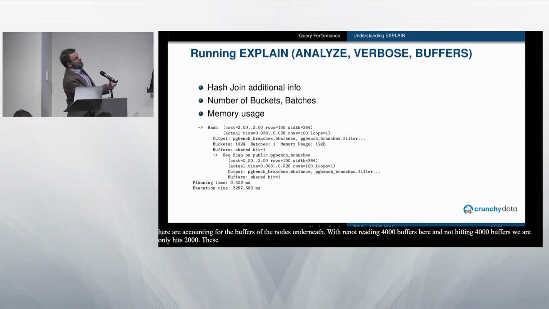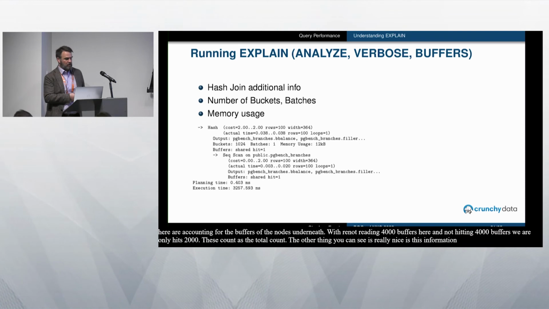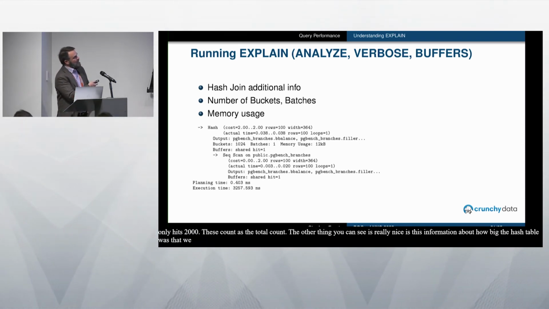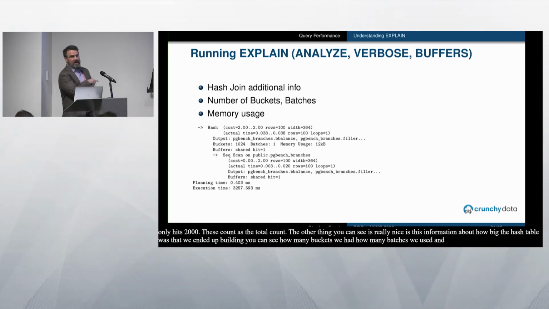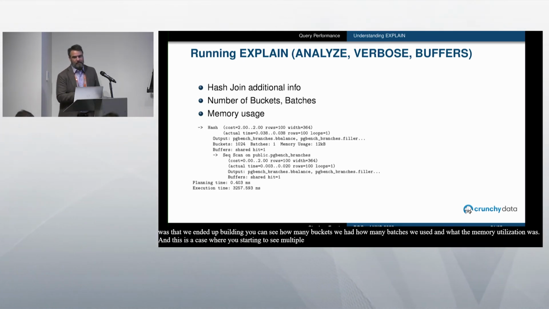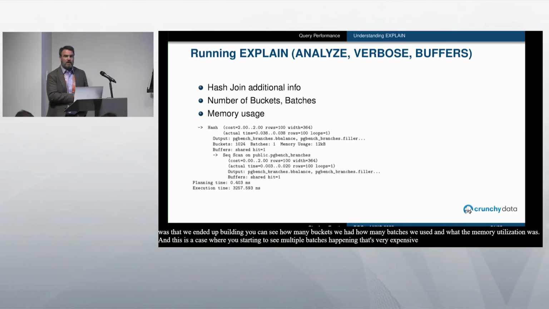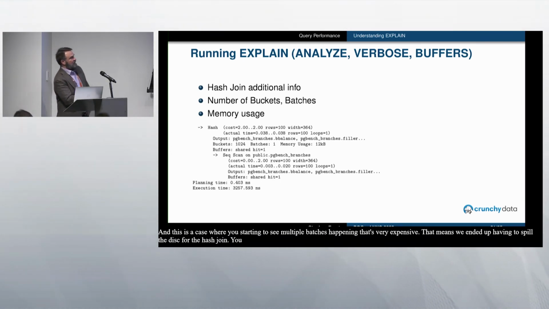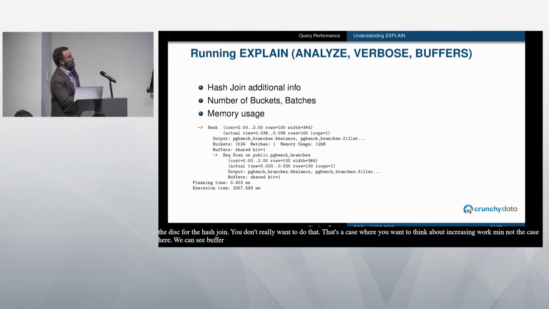The other thing that you can see, though, that's really nice is this information about how big the hash table was that we ended up building. You can see how many buckets we had, how many batches we used, and what the memory utilization was. Now, again, if you're starting to see multiple batches happening, that's very expensive, right? That means that we ended up having to spill to disk, essentially, for the hash join. You don't really want to do that. And so that's a case where you definitely want to think about maybe increasing work_mem. Not the case here, but you can see we had buffer counts again for this information too. And we have total planning time and overall execution time.